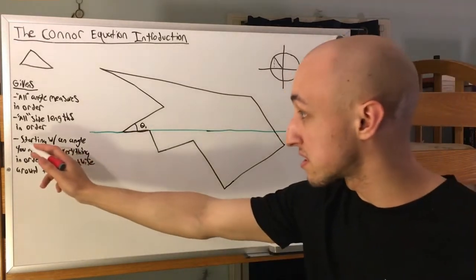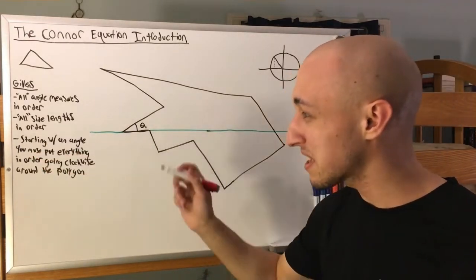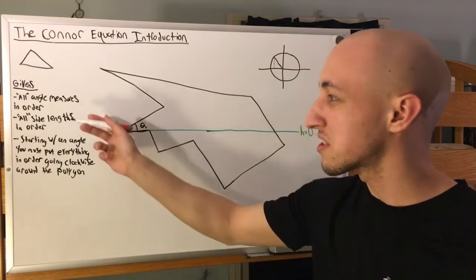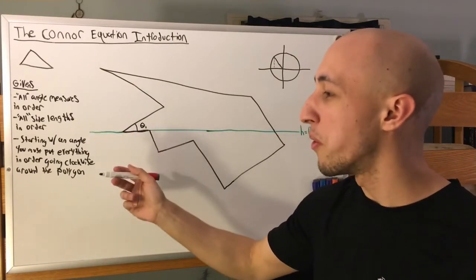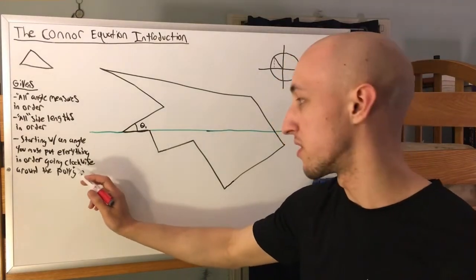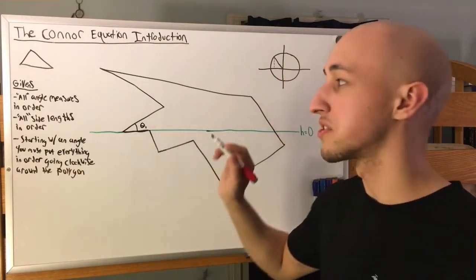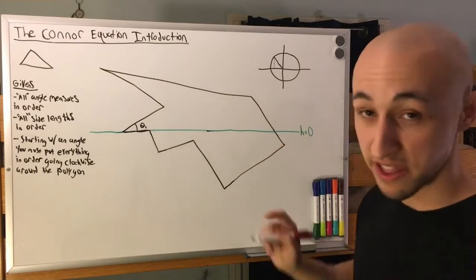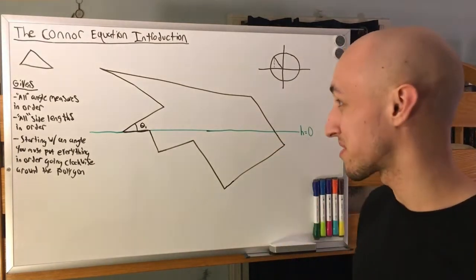So that's what this third given is. You need to know not just any order, but what kind of order it is, so you can convert it, if it's not already, into a clockwise order. That is extremely important.